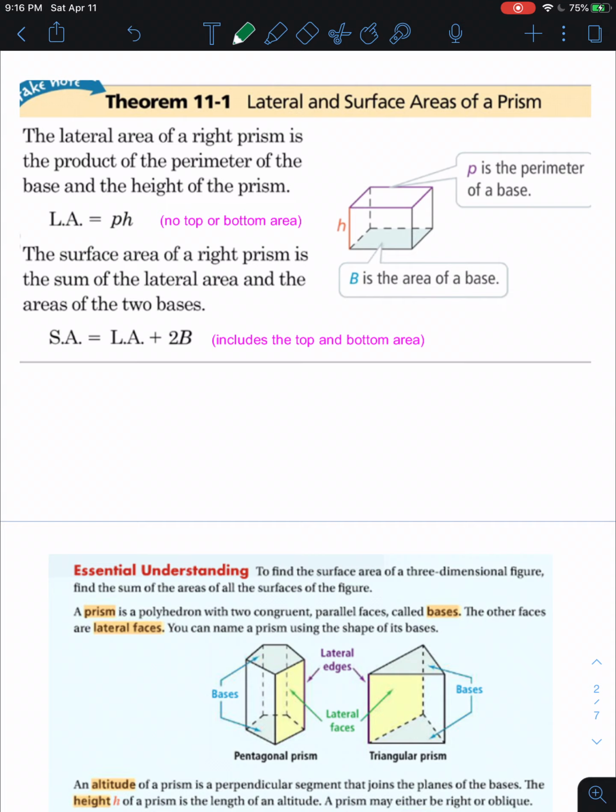11.2. Theorem 11.1 is about lateral and surface areas of a prism. Now, I want you to note that the lateral area is P times H. Now, what is P and what is H? Over here on this graph, P is called the perimeter of the base. And if you'll notice, the purple that's highlighted, I just highlighted it in blue there, but that is the perimeter. Okay, and then the H is the altitude or height. Lateral area then would be this perimeter times the height.